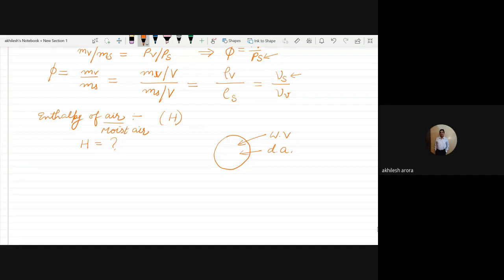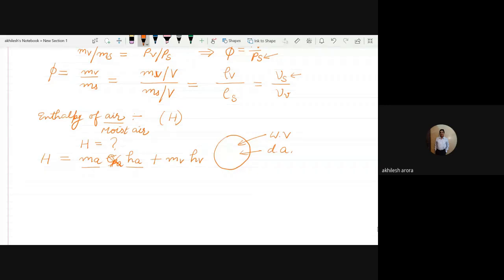So that means if I have to calculate the total enthalpy of the air, I will have to write the expression MA into HA. So this is the mass of the dry air part, and HA is the enthalpy of the dry air part, plus MV into HV. This is the enthalpy of the water vapor and the mass of the water vapor.